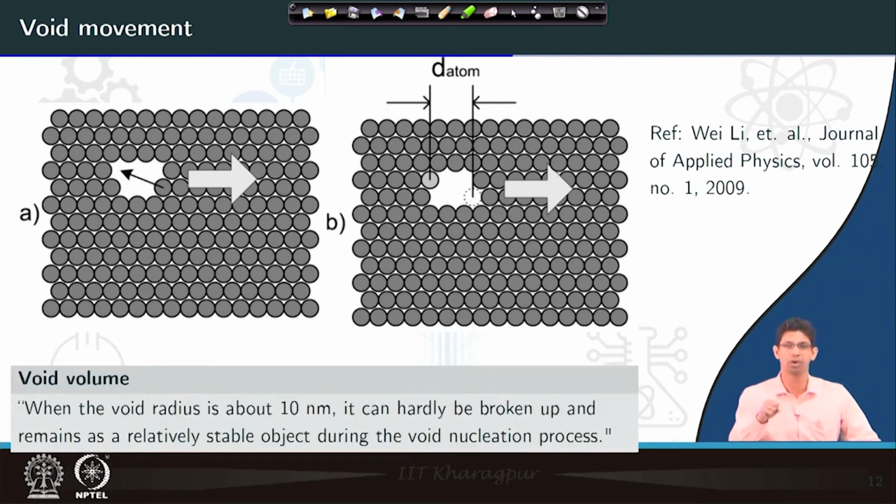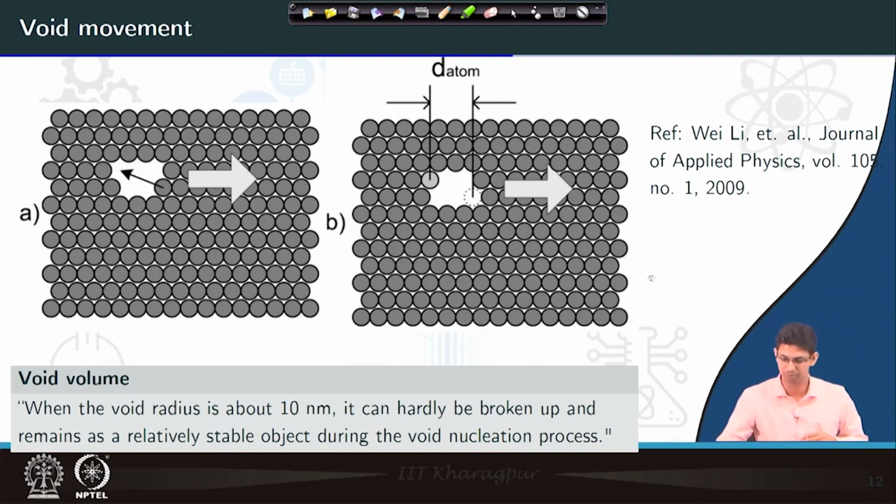At a certain point, when your voids become of substantial size, they become stable. When the voids are tiny voids or vacancies, they are not stable. They come and go, and they do not cause any major issue.